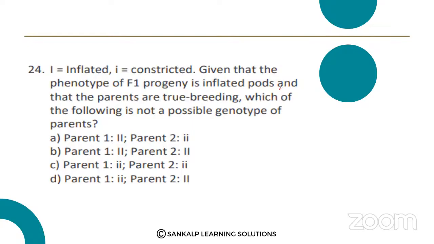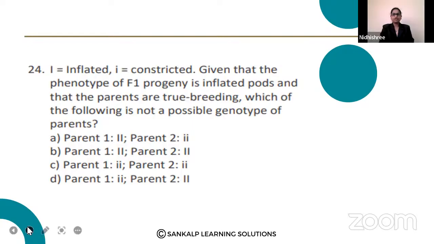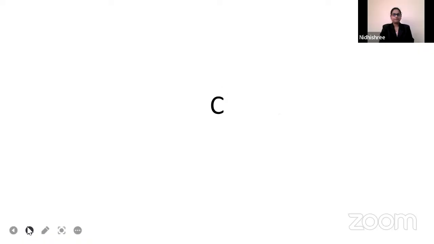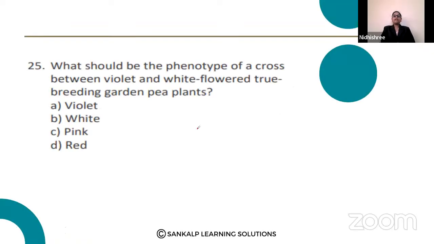Okay, fine. Next, 24th question, then 25th question. What should be the phenotype of a cross between violet and white flower true breeding garden pea plants? Parent 1 is violet, parent 2 is white flower. When we cross the two, in the F1 generation what kind of plants do we get? Violet plants, white flower plants, pink flower plants, red flower plants?